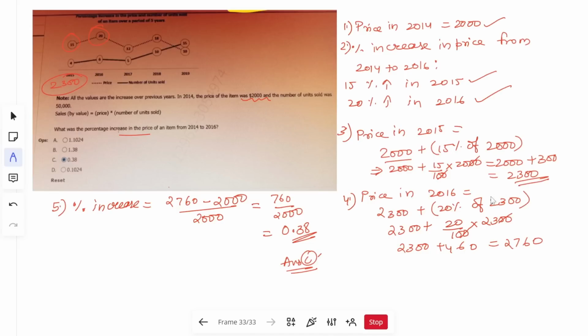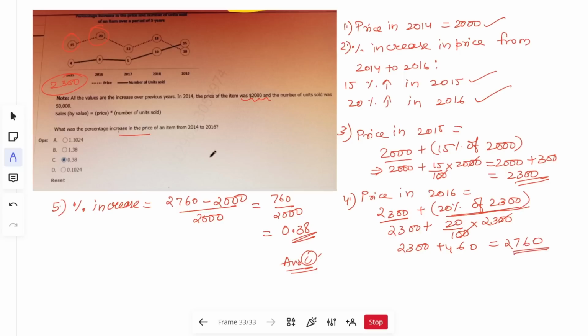Now again we will calculate the price in 2016. We will take the price from the last year, that is 2300, plus the percentage increase that happened in this year, 2016. In 2016 we can see from the diagram that the percentage increase is 20%. So we will do 20% of 2300. When you solve it, you will get the new price as 2760, which is the new price in 2016.